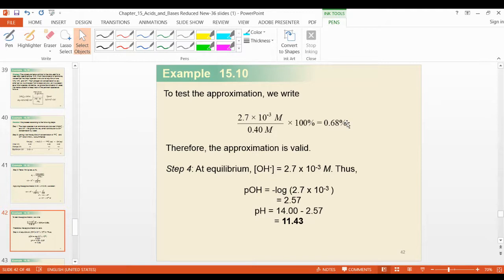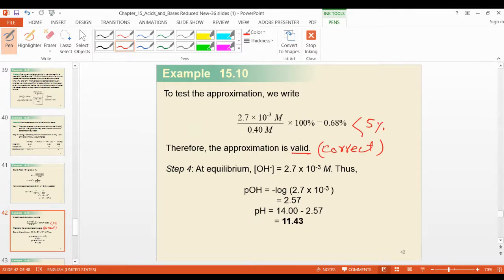Now tell me whether this approximation is correct or wrong. It is less than 5%, so it's right. The approximation you did is valid. So there is no need to use the quadratic equation here.